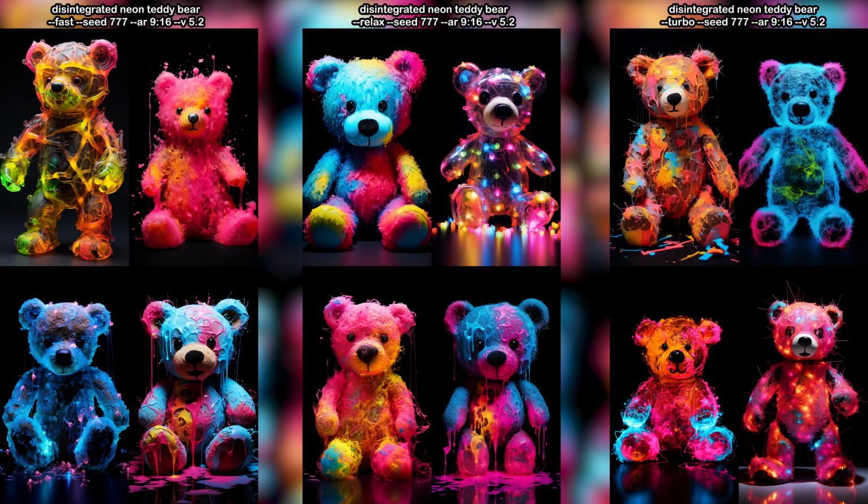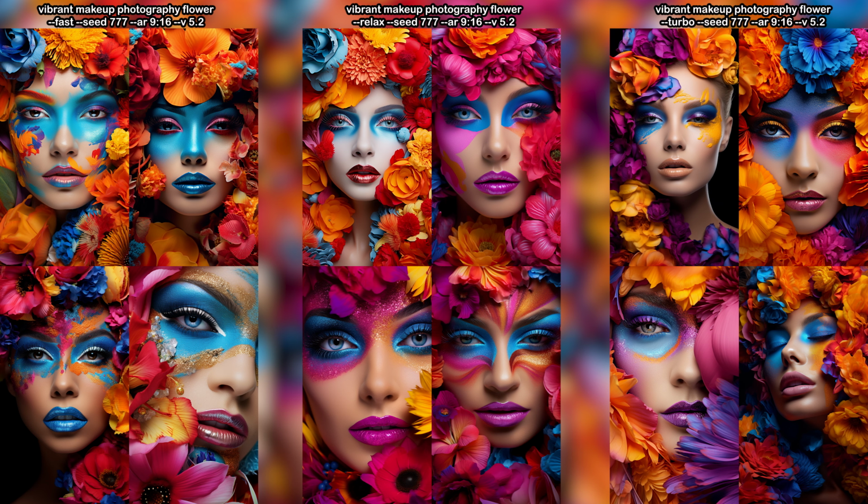Here are the different speeds for the second prompt: disintegrated neon teddy bear. Again, really similar in concept, colors and everything else, just basically looks like you just used a different seed number for each of these. And I again like the relaxed mode images the most. And here is the vibrant makeup photography flower. Same deal. Very similar colors compared to each other. And again I prefer the relaxed mode outcome the most, which is surprising because there's not supposed to be a difference in the model. I guess this seed number is just so good with relax mode.